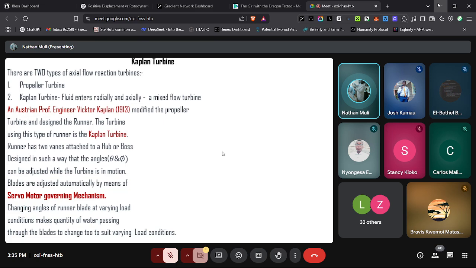Otherwise, it's a very giant thing. If you come across it, it is not just small like you think. It is bigger than big. Let me say that. The hub or the boss.